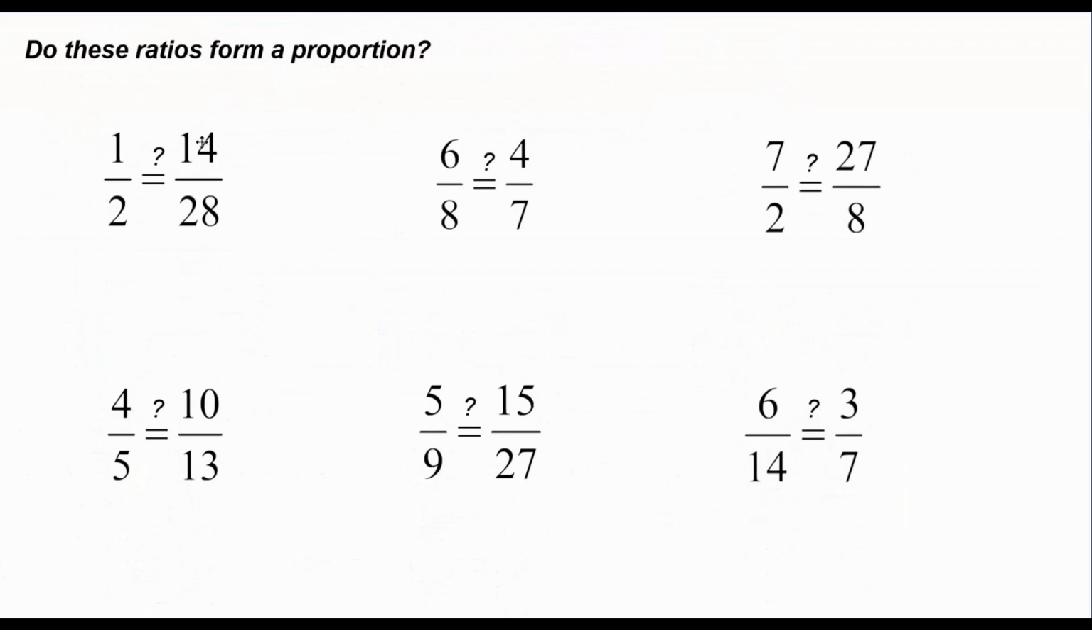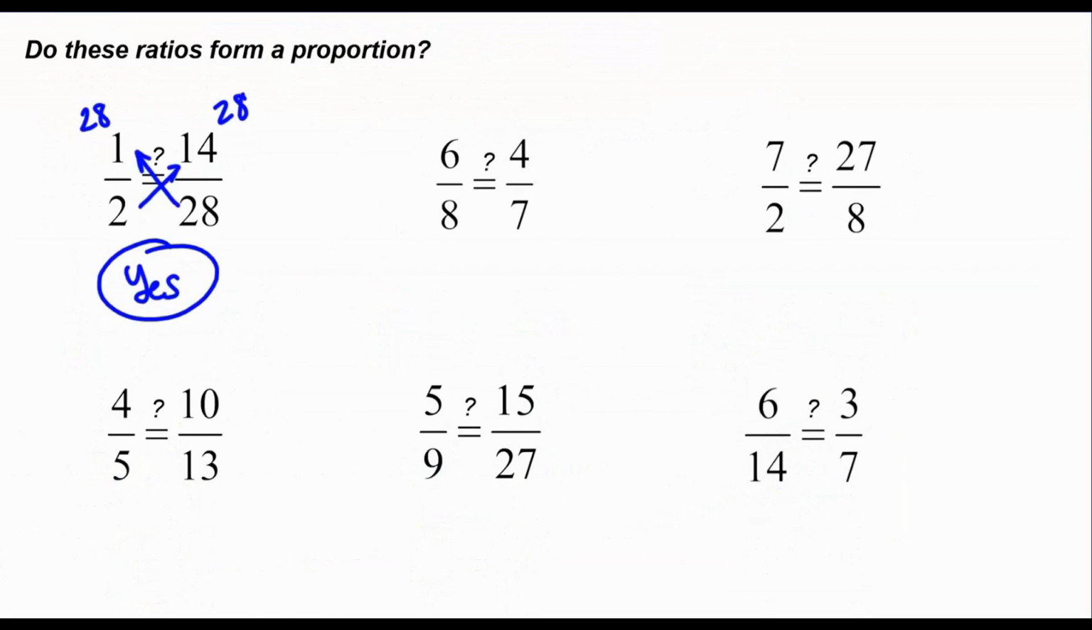Well, you might notice that 14/28, you can do mental math there. That is equal to 1/2 when you simplify it. So these do simplify to 1/2. So these do form a proportion. That one's kind of mental math, but I will check the cross products just to make sure. 28 times 1 is 28, and 2 times 14 is 28. So that checks out. Yes, these two ratios form a proportion. They are equal to one another.